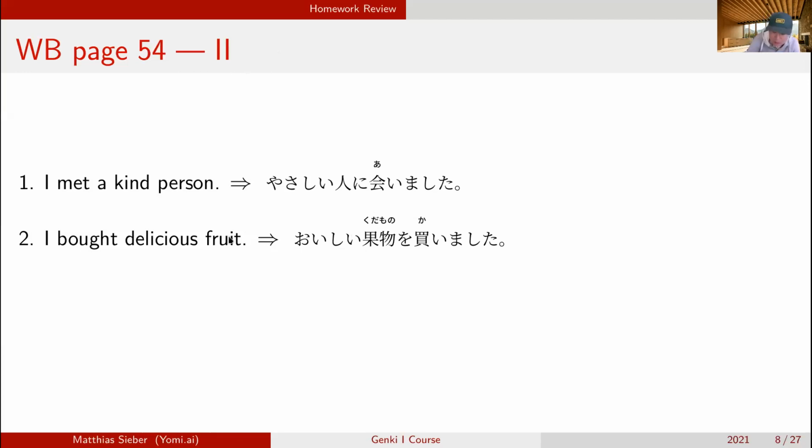So it's delicious fruit. It's actually the same order as in English, right? So oishii, the adjective, kudamono, the noun for fruit. And then let's not forget the particle. Using kau, to buy, we use the particle o. So the whole sentence would be oishii kudamono o kaimashita. Okay, I see. Next one, we have, I read an interesting book last week.